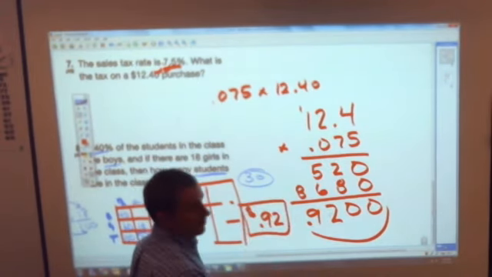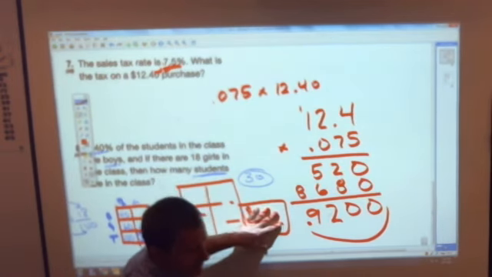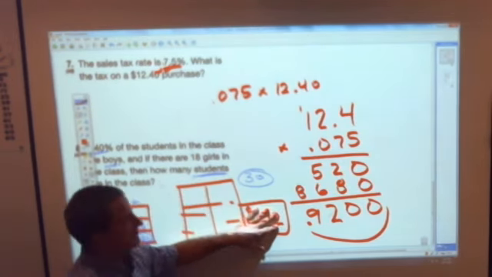If they ask you what the total price is, you would add that. Did I get that right? It's 93, wasn't it? I got 93. Where did I go wrong?